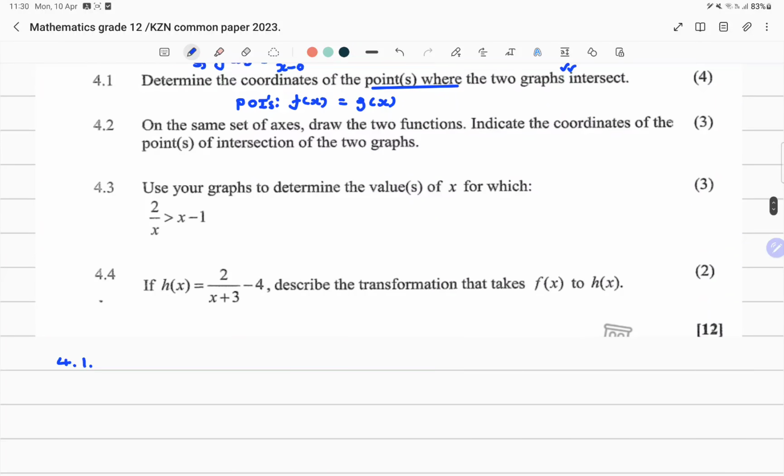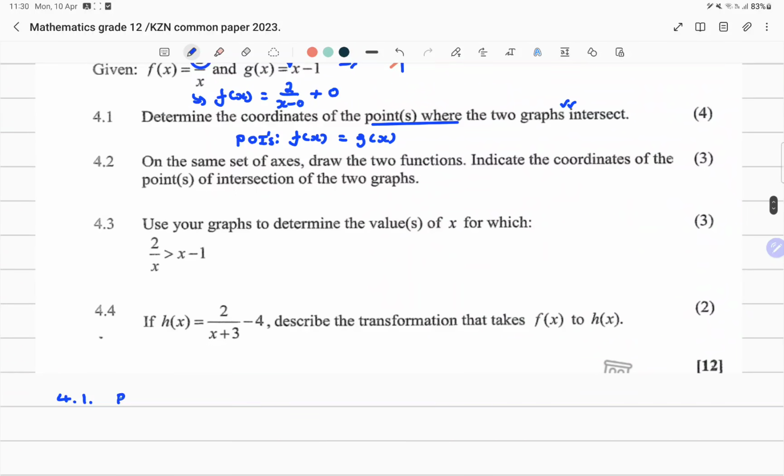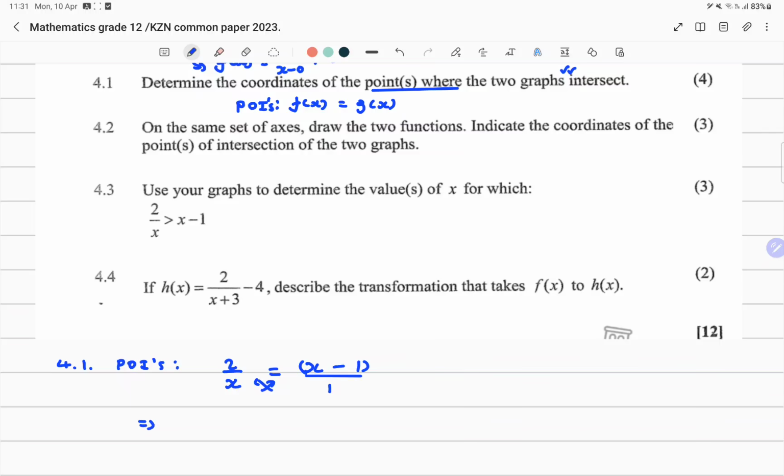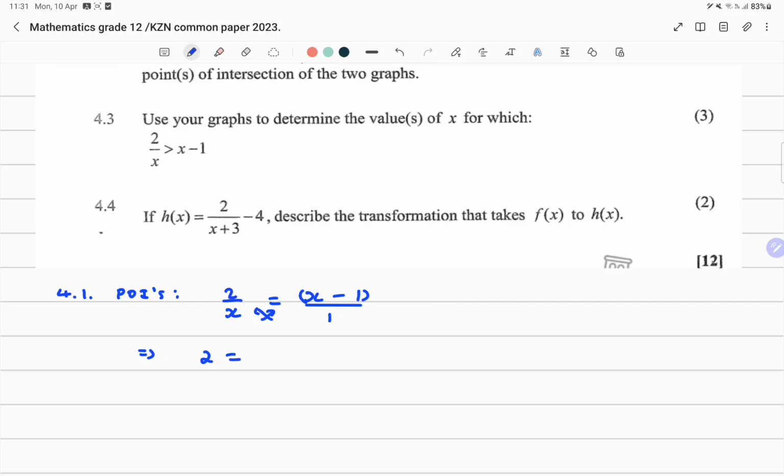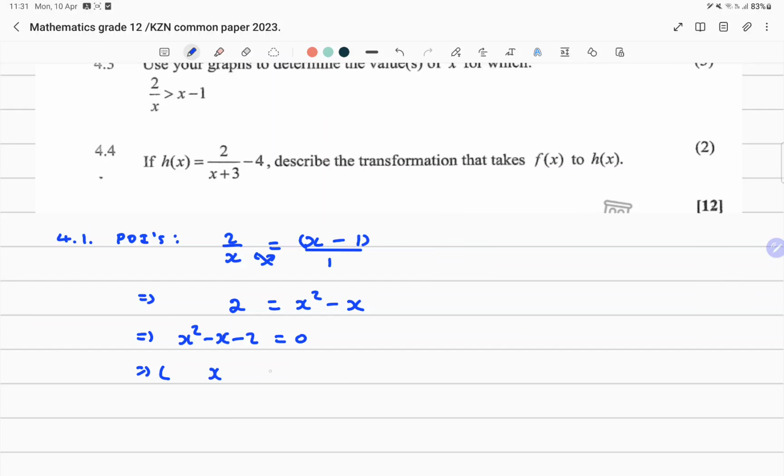So 4.1. What do we know? We know that the point of intersection is such that 2 over x is equal to x minus 1. Basically you can treat this as a fraction, as a unit, say this is over 1, and just cross multiply. This implies that 2 is equal to, when you multiply x in there, x squared minus x. It's a quadratic, so it's going to be x squared minus x minus 2 when you transpose the 2. I've just rearranged instead.